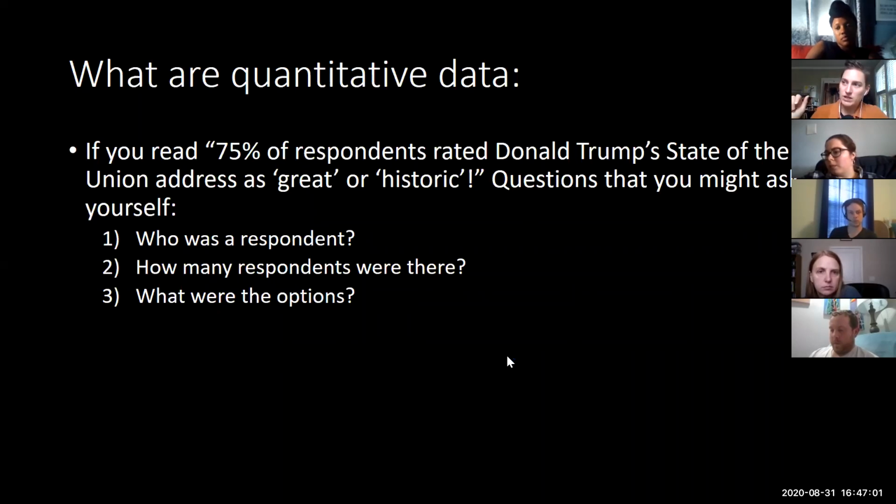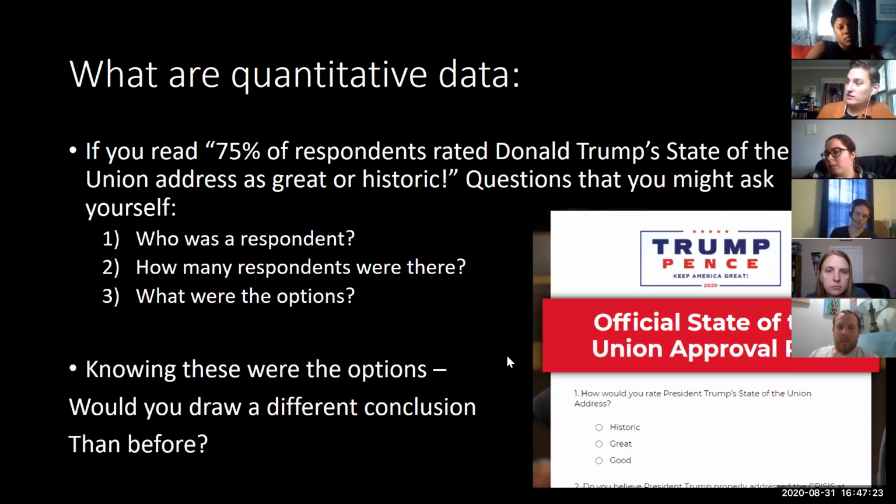Okay, so one more example of where our data come from. If you read this statement here, 75% of respondents to this survey rated Donald Trump's State of the Union address as great or historic. Here are some questions you might ask yourself. Who is a respondent? How many respondents were there? Were there 4 respondents? Were there 2? What were the response options? And so I'll show you what the response options were because I went to his website. Here are the response options for his State of the Union address. He said, was my speech historic, great, or good?